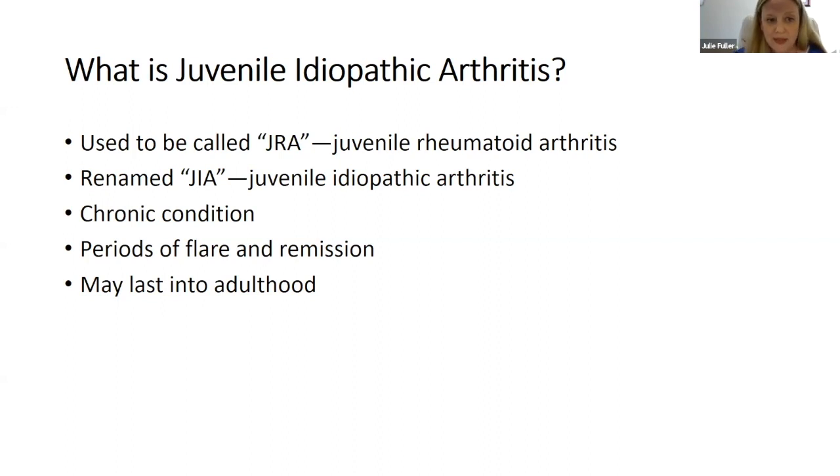But the other thing that's important to realize is that this is a chronic condition that does have periods of flare and remission. Many times people think about juvenile arthritis as something that kids will, quote, outgrow, but this is not something that necessarily is outgrown and may actually go into adulthood. And the data suggests about 10 years out, 50% of patients will still have active inflammation from onset.